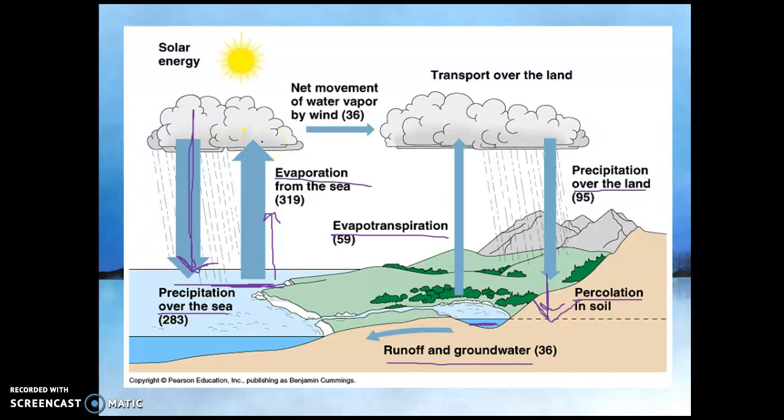So the big ones that you really need to know are evaporation and evapotranspiration, which are similar. We're turning from a liquid to a gas, but the evapotranspiration is from plants. Then we have precipitation, which is water going from a gaseous form into a liquid form. And then percolation over here is when precipitation basically starts to seep into the ground.